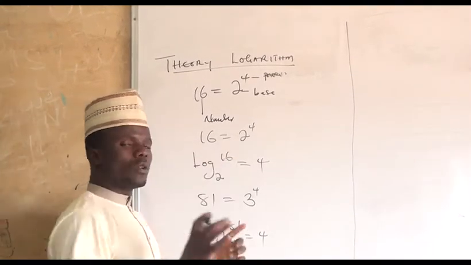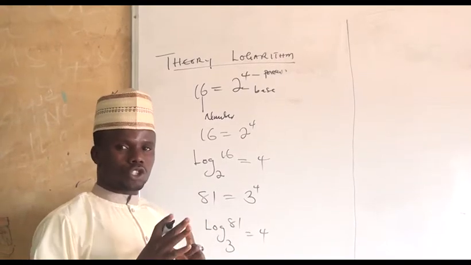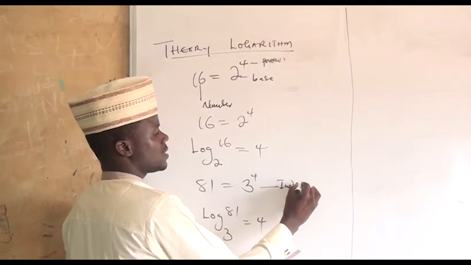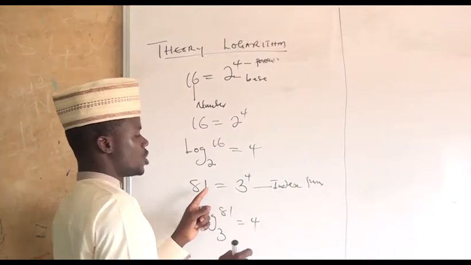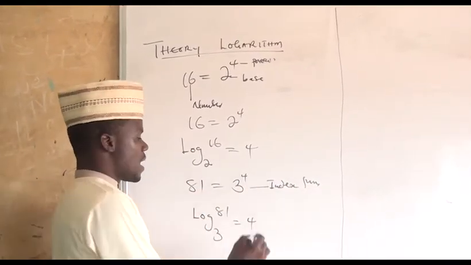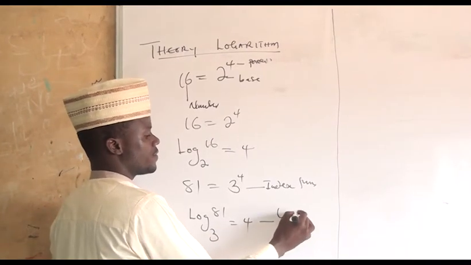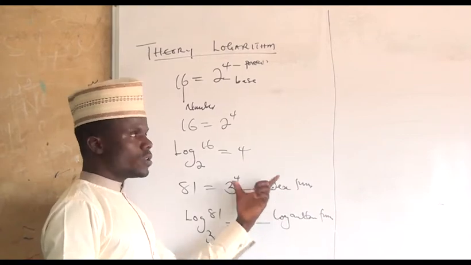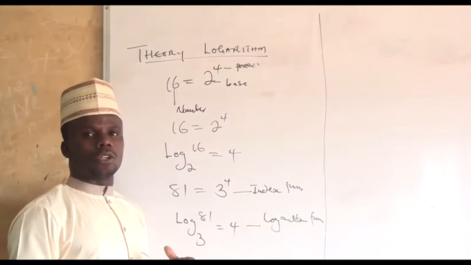This means that logarithm and indices are related to each other. This is what we call index form, that is 81 equals 3 to the power of 4, and this is what we call logarithm form. This is the relationship between indices and logarithm.